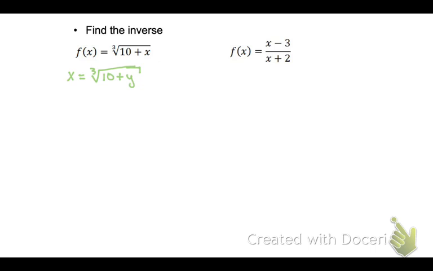So if you square to get rid of a square root, what would you do to get rid of a cube root? Cube it. So x cubed equals 10 plus y. So I'm pretty sure y equals x cubed minus 10. That's better than what I got.